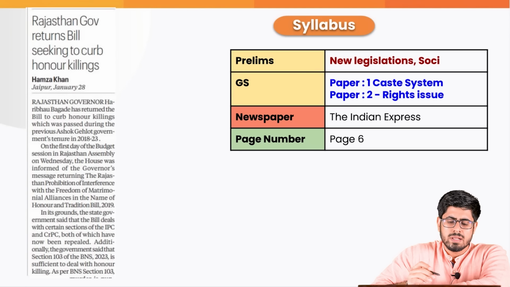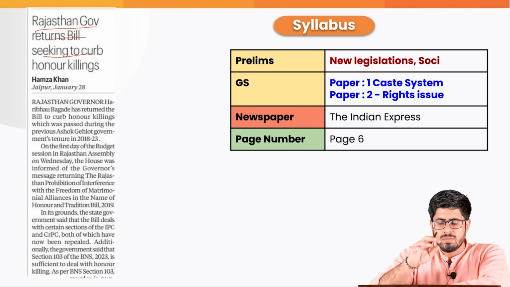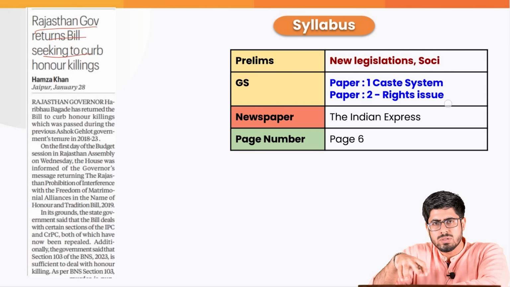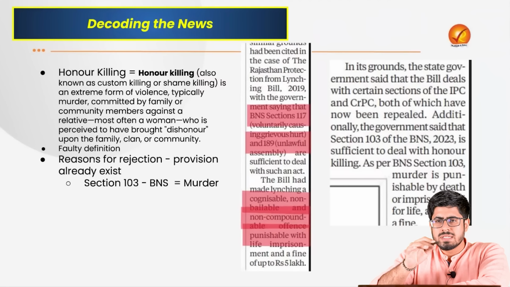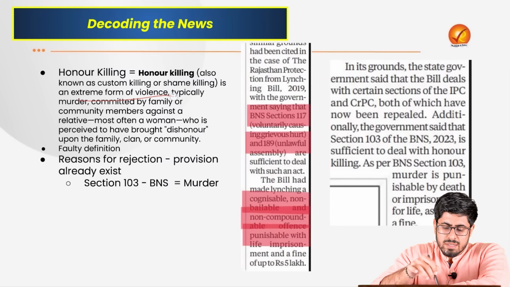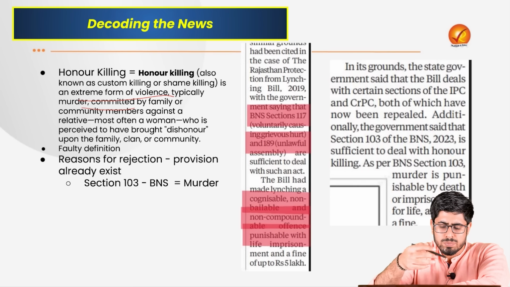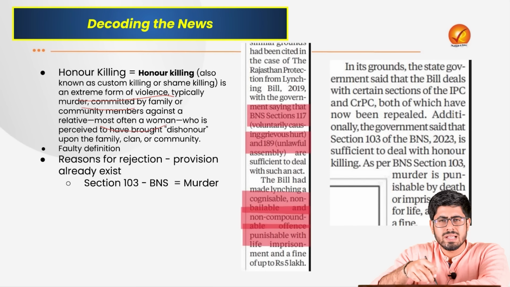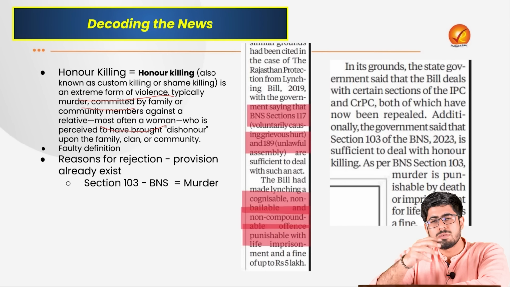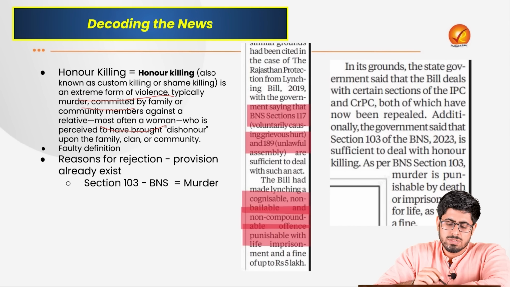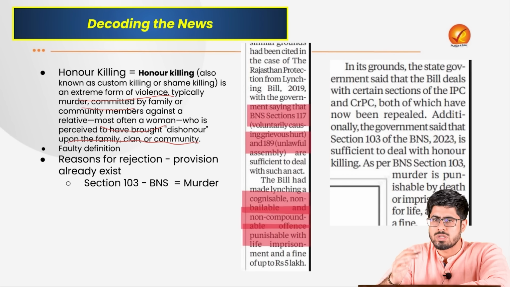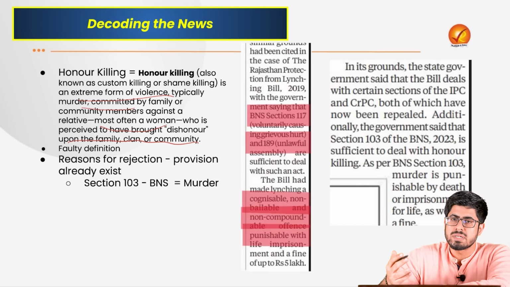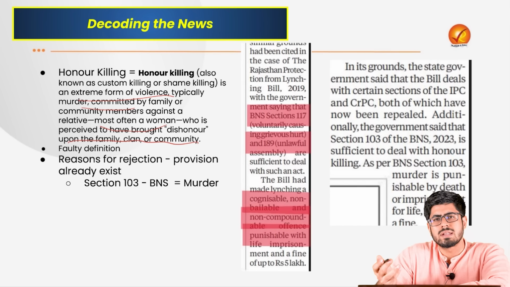Moving to the next topic, the Rajasthan governor has returned the bill seeking to curb honor killings. Why has this happened? What is it related to? Honor killing is an extreme form of violence, typically a murder, committed by a family member or known person of a community member, mostly against a woman who is perceived to have brought dishonor upon a family, clan, or community because of her choices, relating to but not limited to marriage, but also other activities as well.